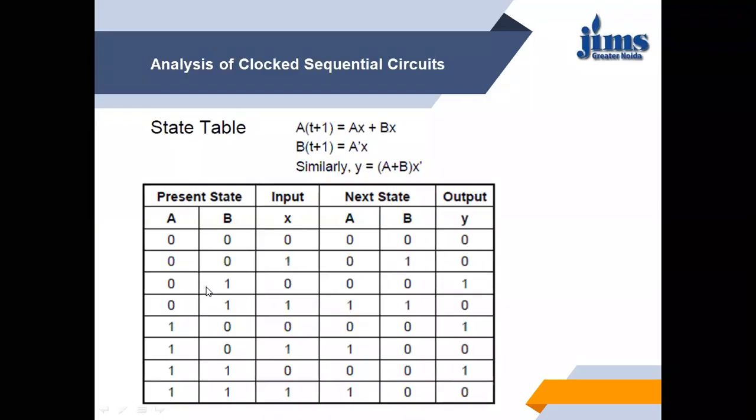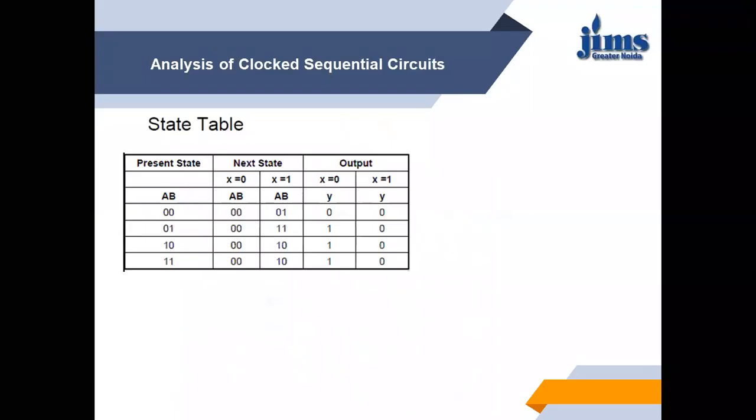Similarly, for the present state 0, 1, we have again two combinations, one for X equals to 0 and one for X equals to 1. When X equals to 0, next state is 0, 0. When X equals to 1, next state is 1, 1. For X equals to 0, output is 1. For X equals to 1, output is 0. In this way, I have separated out this state table. So AB, present state, and the next state for both inputs, and output for both inputs. So this is a more convenient way to represent a state table.